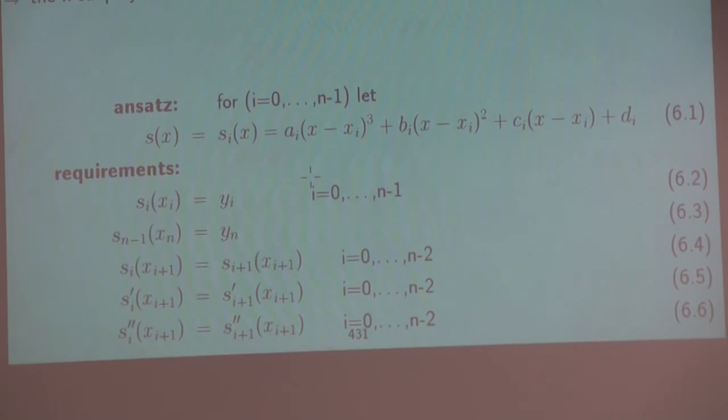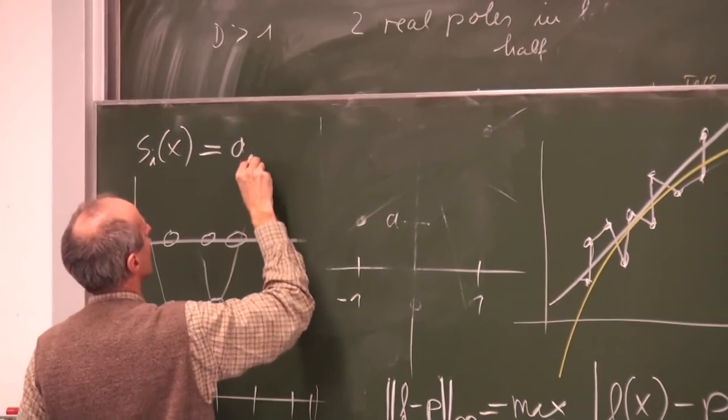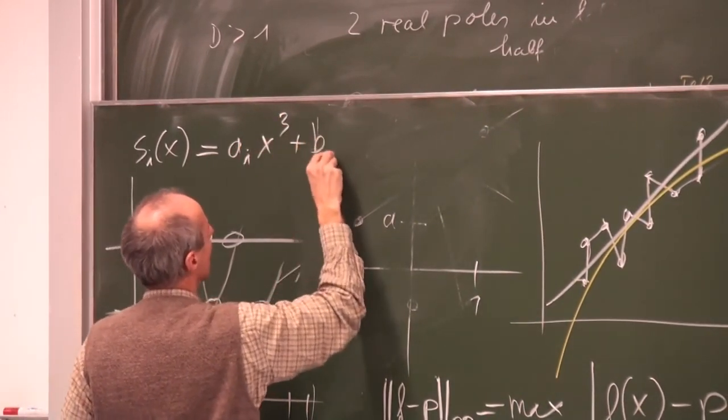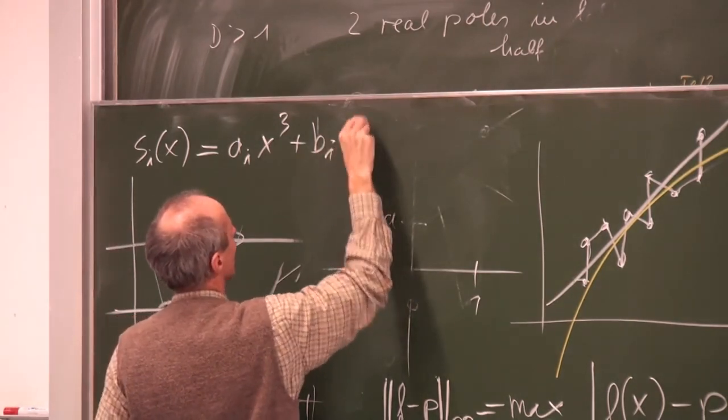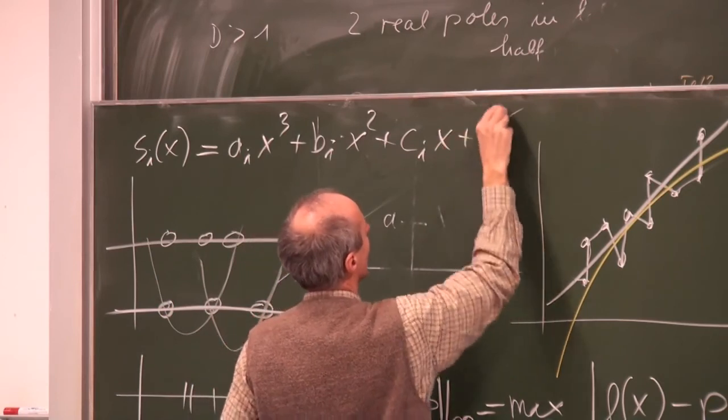You would of course have chosen a different ansatz. You would have chosen Si of x is equal to, what is it? Ai times x power 3 plus bi times x power 2 plus ci x plus di.